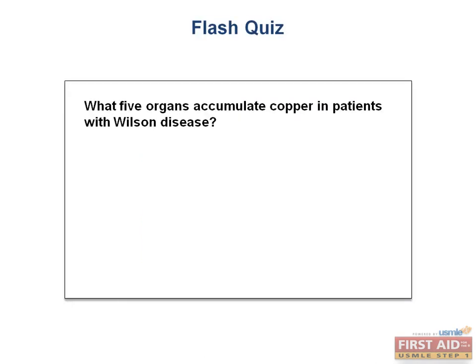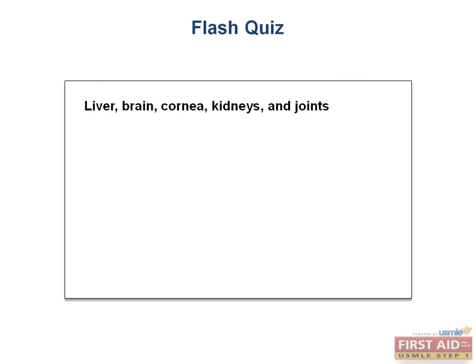Okay, let's do a flash quiz in order to solidify everything we've learned. What 5 organs accumulate copper in patients with Wilson disease? That's right. As we just went over, it's the liver, brain, cornea, kidneys, and joints.